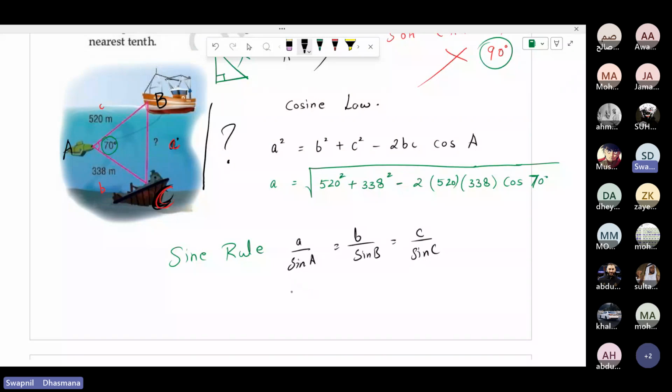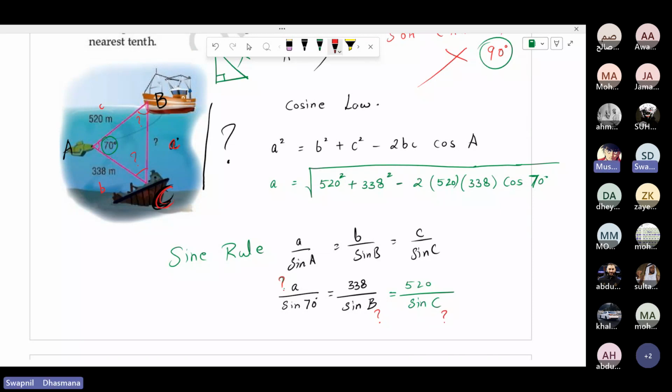Now let's try. a is unknown, sine 70, no problem. b is 338, divided by any other angle known? No. This one you don't know, this one you don't know. So this is 2. c is 520. Is angle C known? No. So now can I solve anything? No, because I don't know this.